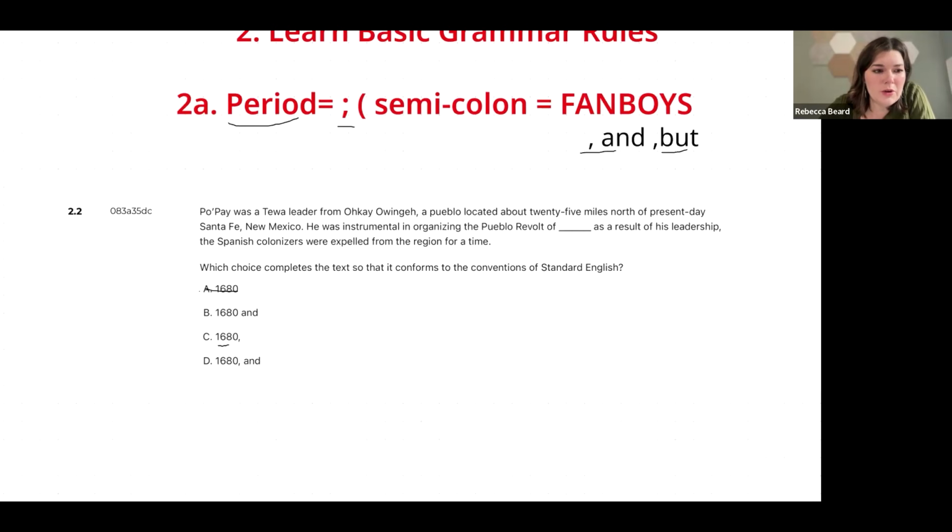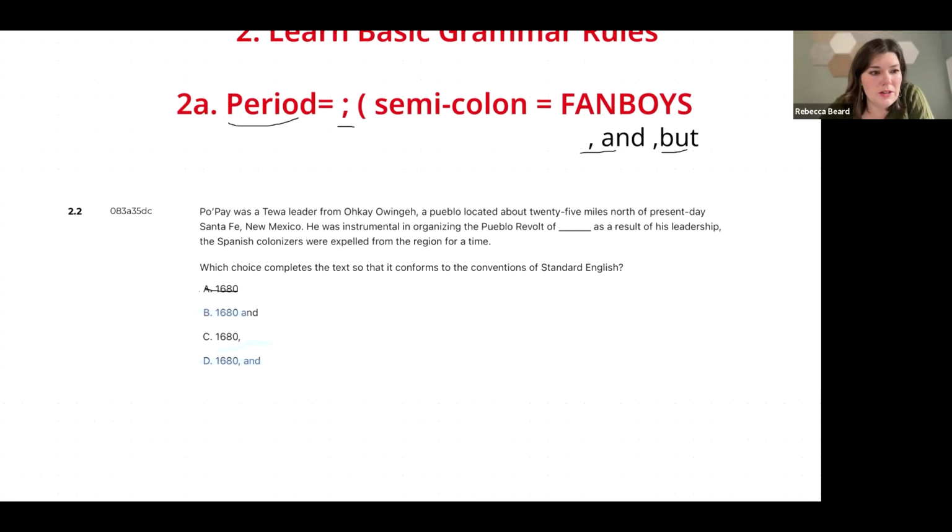And then what I really want to focus on here is, I'm going to erase that, our differences. If you look at D, you see that comma and, and then you look at B, most of the time that's a flag. It's going to be D. But let's check. And remember that comma and is going to be a period. So if you test D, he was instrumental in organizing the Pueblo Revolt of 1680. I was like, okay, that could stand by itself. Let's test the other side. As a result of his leadership, the Spanish colonizers were expelled from the region for a time. So do I love it broken up? No, but does it work? And the answer is yes. So the answer is D.